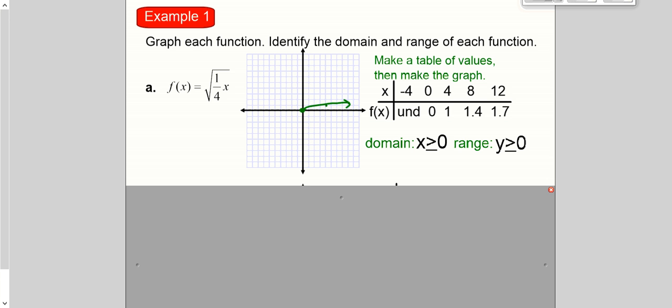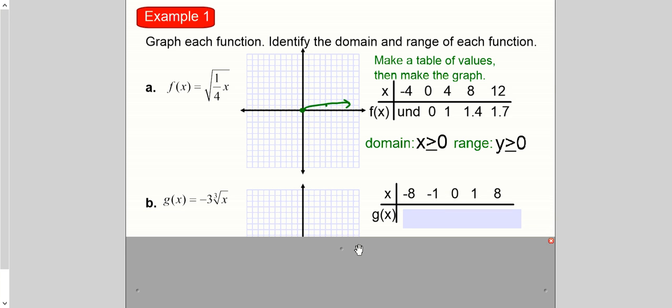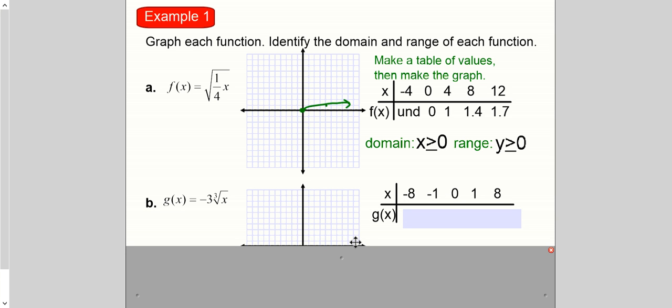And that's example 1A. We made a table, put them into our equation one at a time, solve for what y is. F of x, remember, is just our y value. F of x, that's where our y's are, and graph it. All right, next one. Example 1B, -3 times the cube root of x.